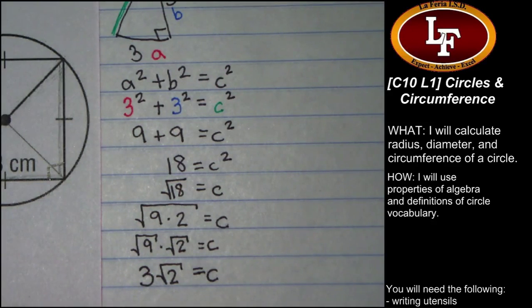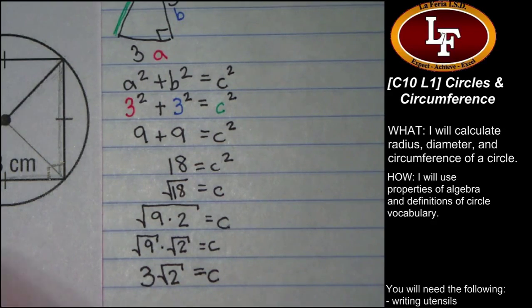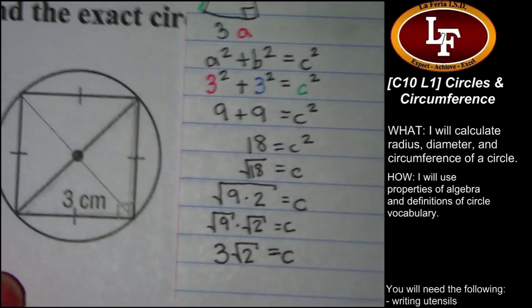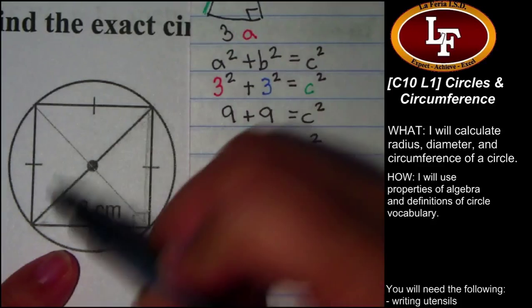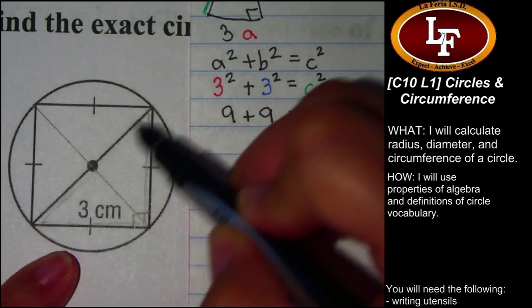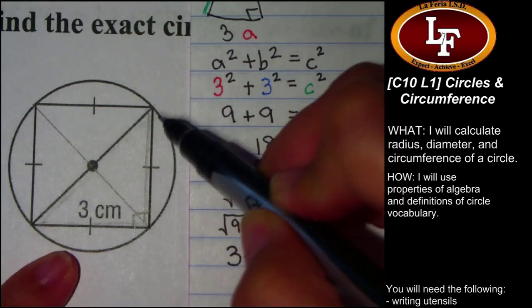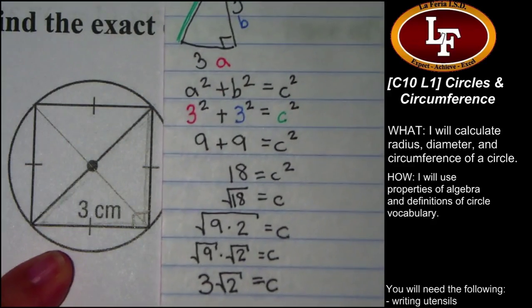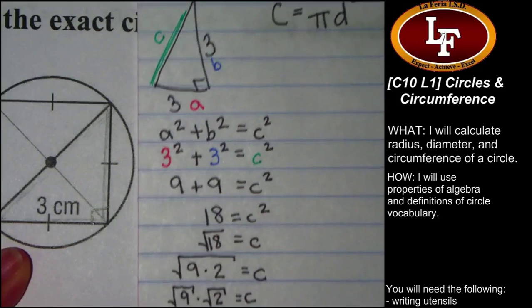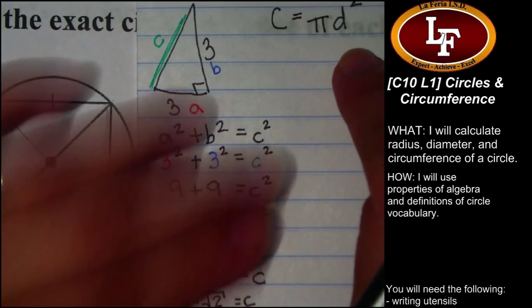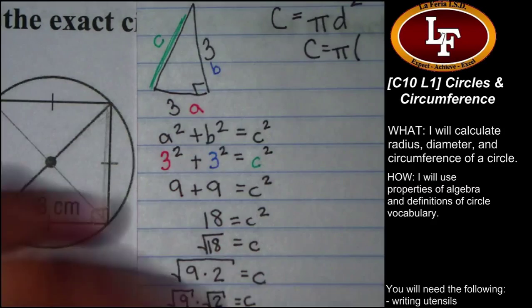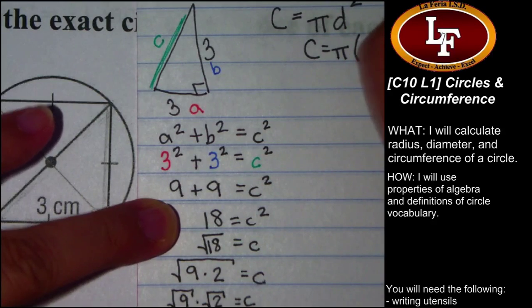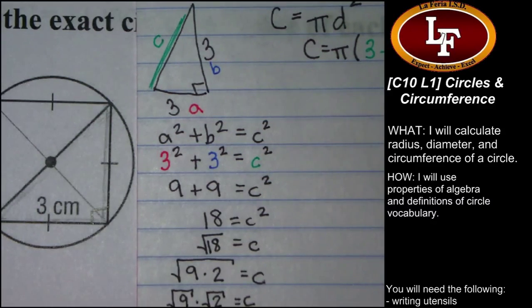All right, fantastic. We now have a bit of information. Let's look back at our figure really quick. I'm going to shuffle some things around so that we can see the figure and the work. So that was the measure of this segment right here, the diameter of my circle. The diameter of my circle is 3 square roots of 2, which means back in my circumference formula up here, I can replace that d for diameter with 3 times the square root of 2.